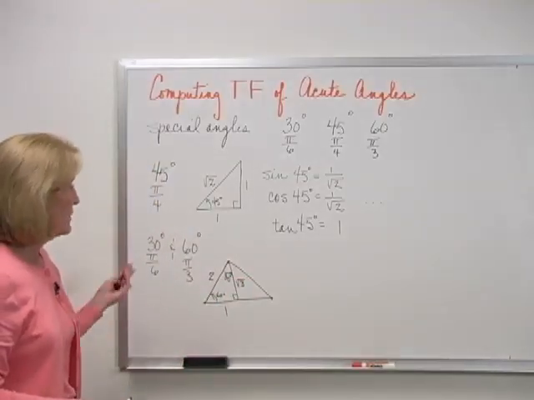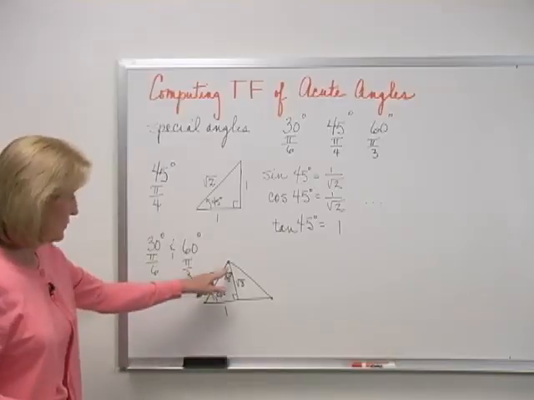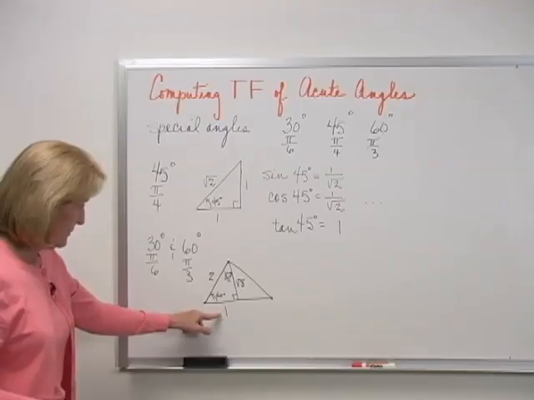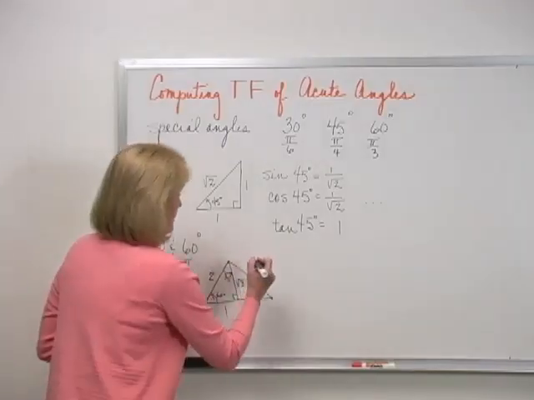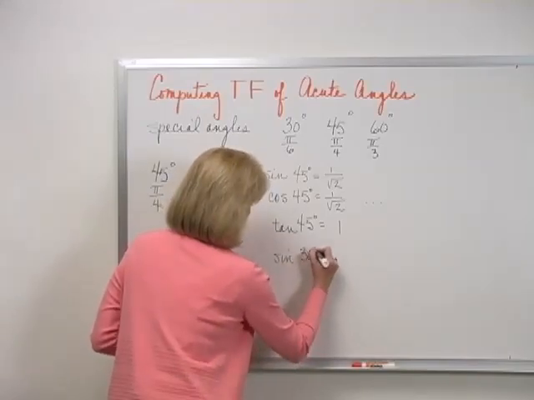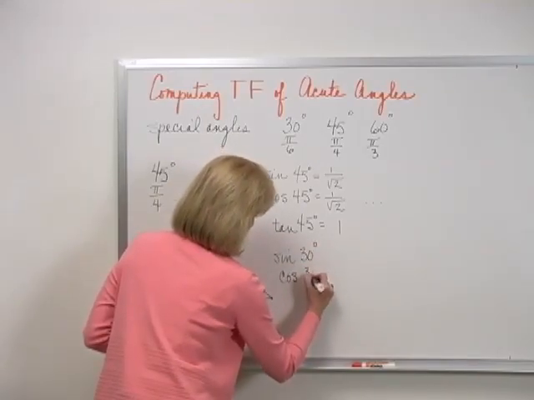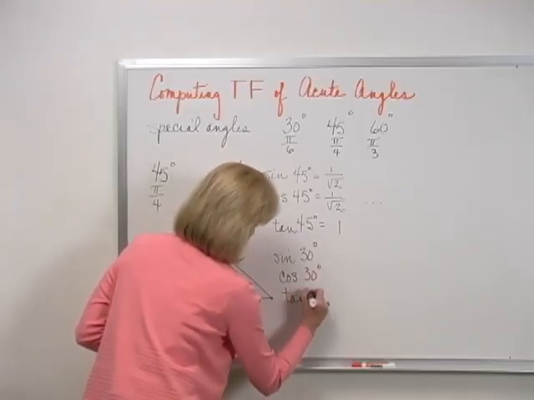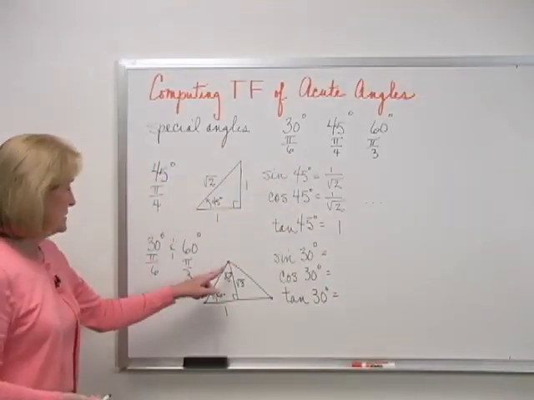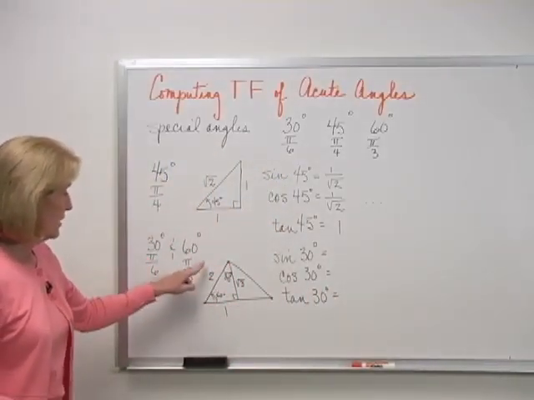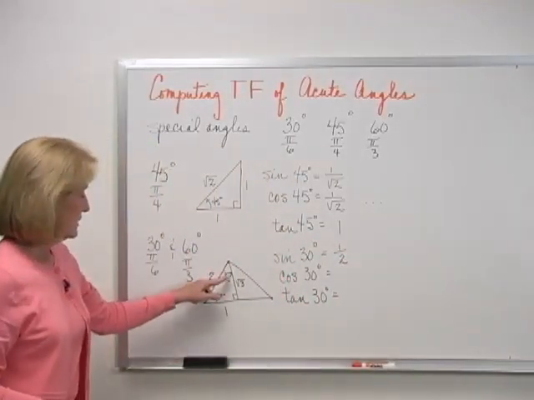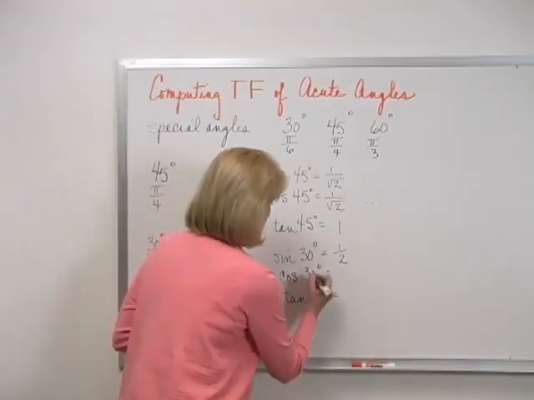Reading from the triangle. All right, let's do 30 first, which means I'm going to read this angle. So this side is opposite, this side is adjacent. Okay, so I'm going to do the sine of 30, and then I'm going to read the cosine of 30, and then the tangent of 30. The sine of 30 is opposite over hypotenuse. The cosine of 30 is adjacent over hypotenuse.